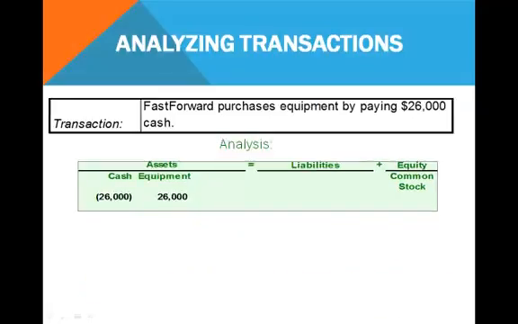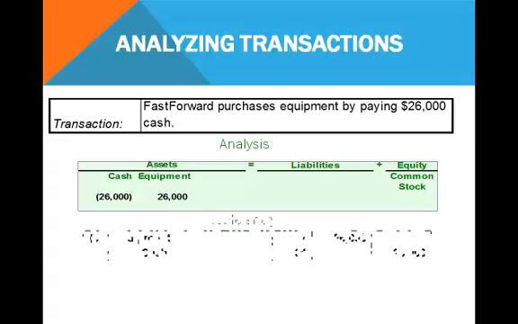In our third transaction, Fast Forward purchases equipment, paying $26,000 cash. Wow, lots of money. Once again, we have exchanged one asset, cash, for another asset, equipment. The cash account will decrease and the equipment account will increase. This general journal entry will look similar to the one we just completed.